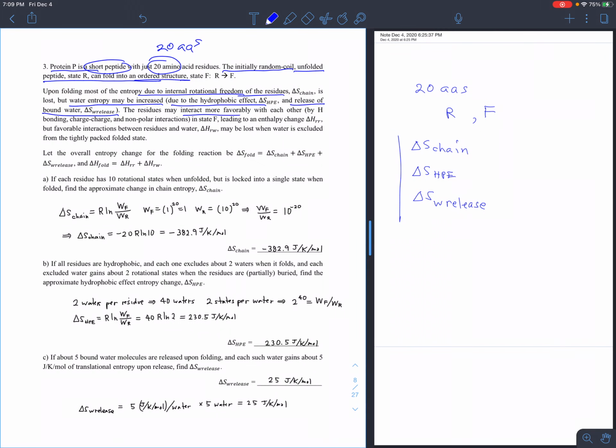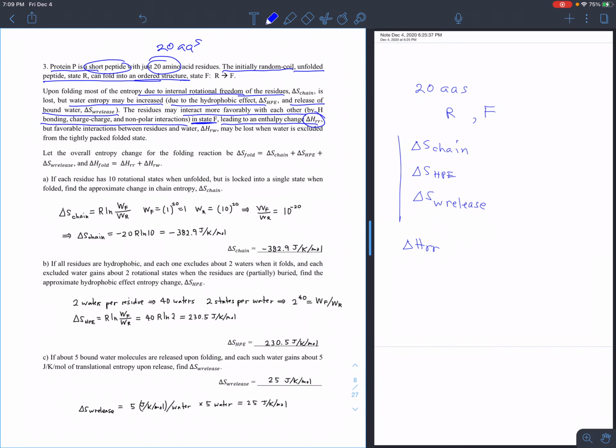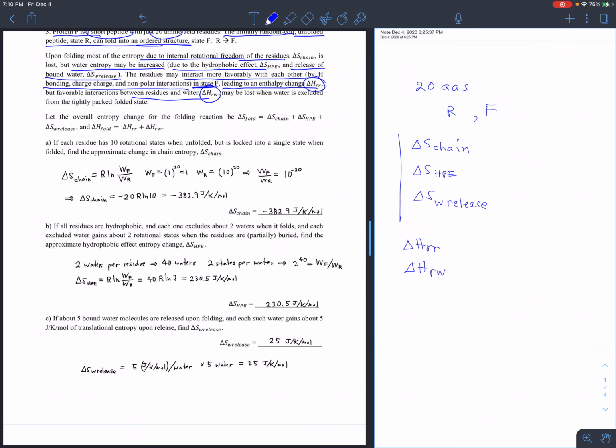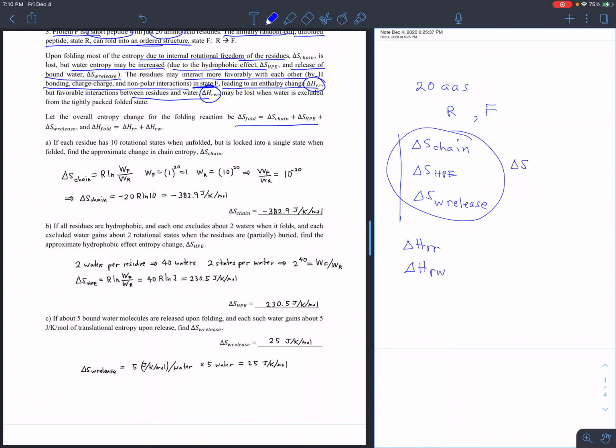The residues may interact more favorably with each other by H bonding and so on when they're folded, leading to an enthalpy change, delta H, residue-residue, but favorable interactions between residues and water may be lost. So there's a delta H of interaction between residues and the water, and at least some of it gets lost when things get folded. All right, that's the description of the system. It says then let the overall entropy change be just the sum of these three guys, as you'd expect. Those are the three contributions to delta S fold, it's called. And also that these two guys are delta H fold. So we're looking here at the unfold goes to fold reaction or transition.